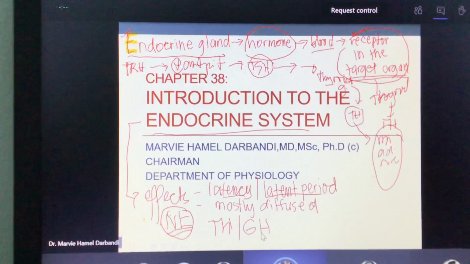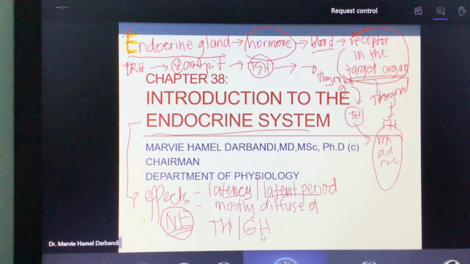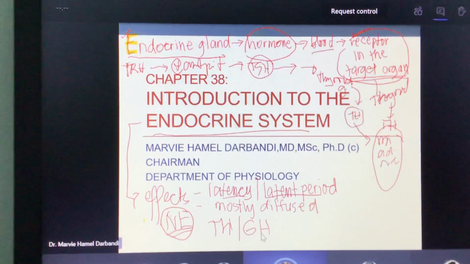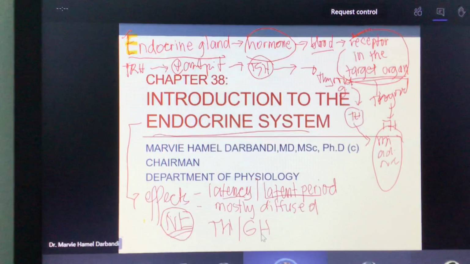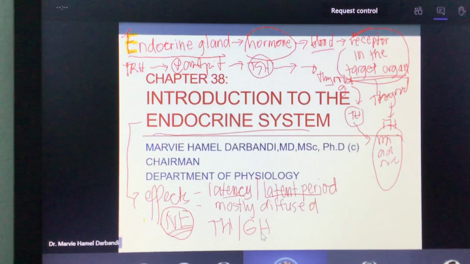By the way, some of these slides here are not seen in the one that I uploaded in Microsoft Teams. So what you can do is screenshot the slide that is missing. Anyway, I will tell you which slides are missing.